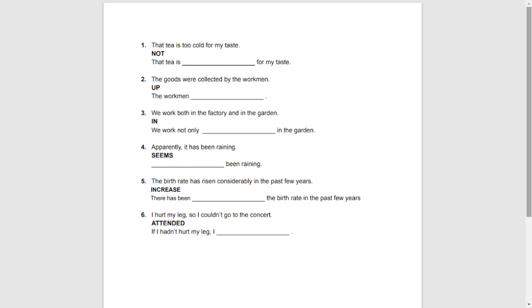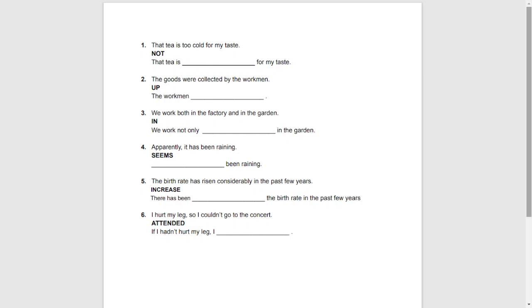Number 3, we work both in the factory and in the garden. So we work not only in the garden. So we have the structure both, and. We can often change this by using the structure not only, but. So we work not only in the factory, but also in the garden. Okay, so this also has a very, very similar meaning to both.